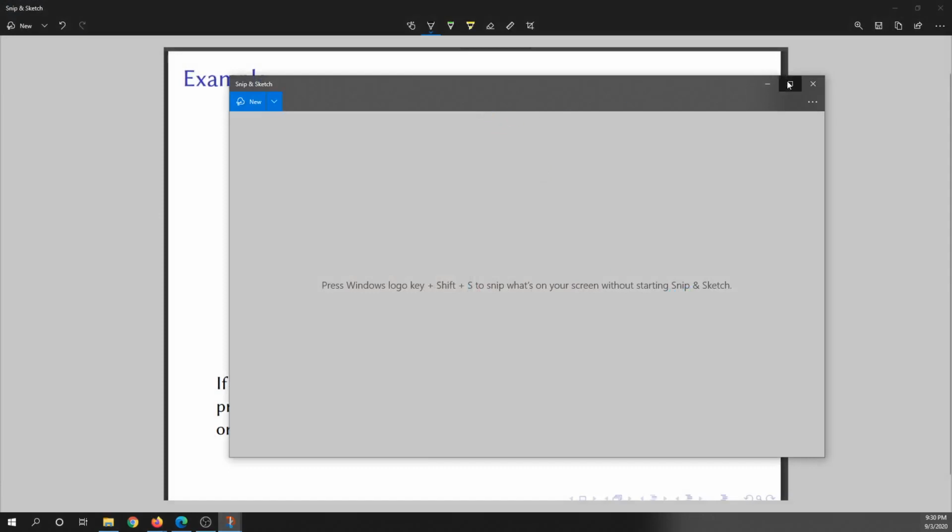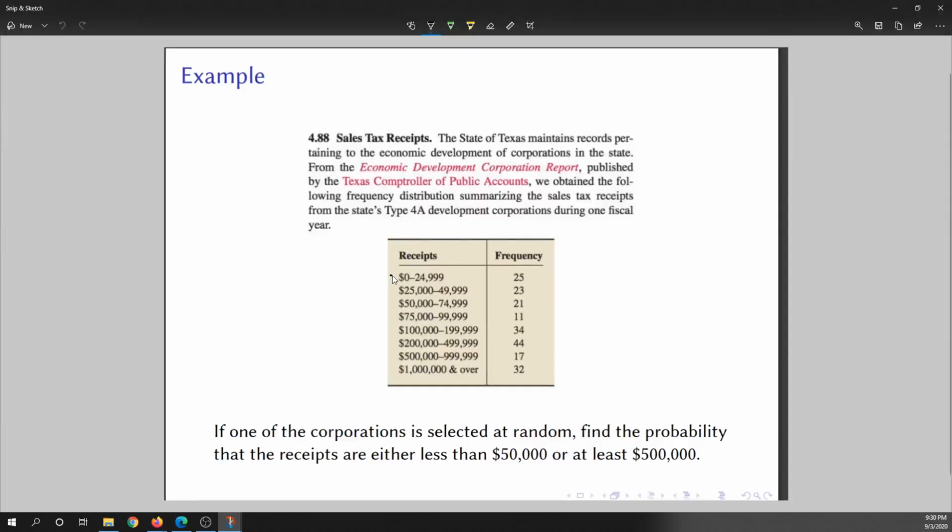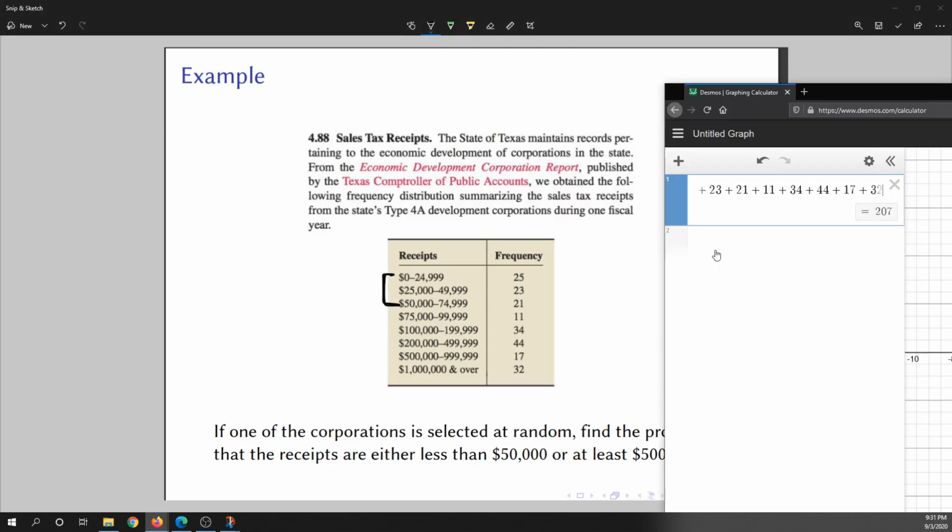So that would be less than 50,000 would be right here, right? We would add these up. So that would be 25 plus 23 plus 21. So 69. So the probability that the receipts are less than 50,000 would be 69 over 207.